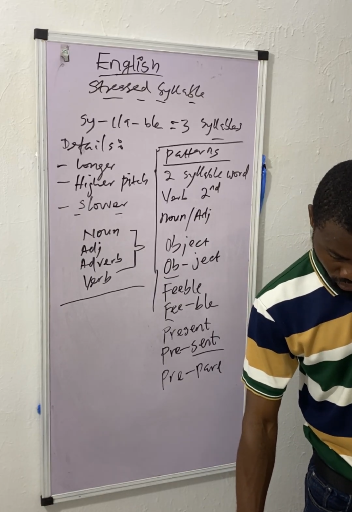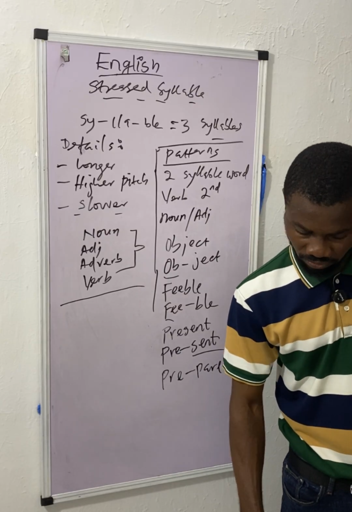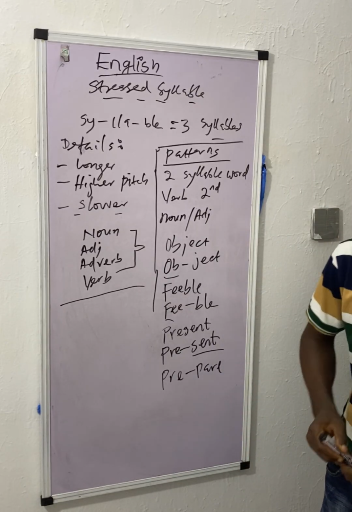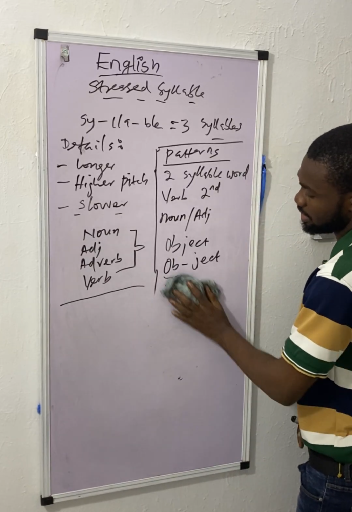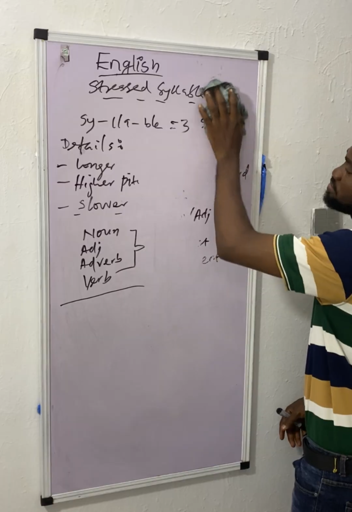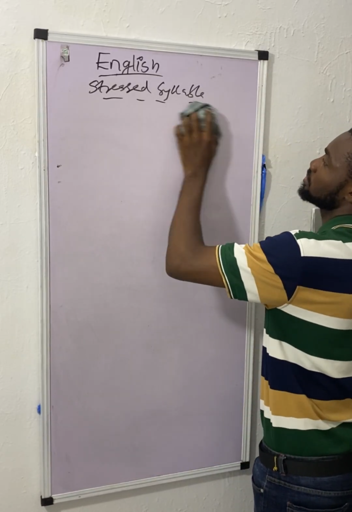Let's look at 3 syllables. Okay, before we do that, let's look at suffixes. Before we enter 3 syllables, let's look at suffixes. You know, I've taught you before that suffix means ending. Prefix means what? Beginning. All right.